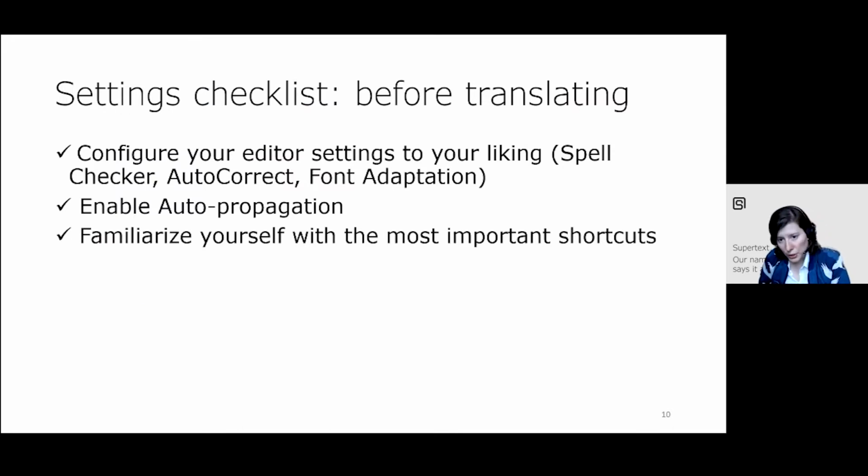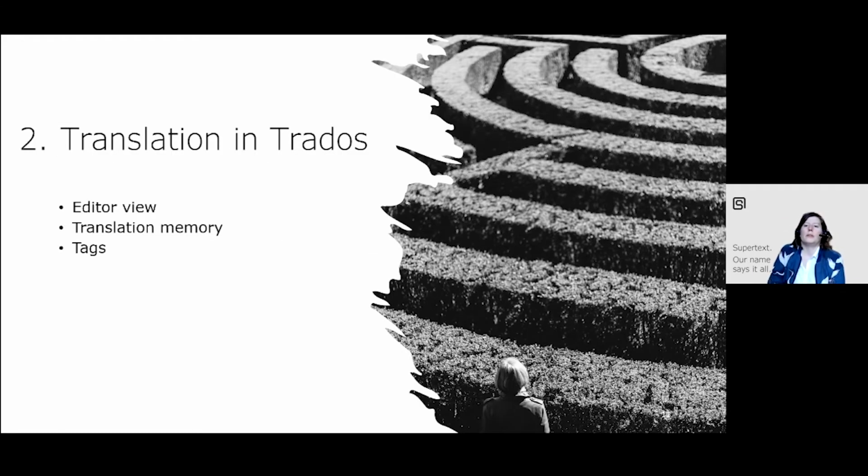So before you even open your first project in Trados, explore your settings and make sure they're to your liking and get familiar with the most useful shortcuts. Also, ensure that auto propagation is enabled. Now let's say you've gotten to translating a project in Trados. I'll point out some of the things to watch for, focusing on the editor view, translation memories, and tags.